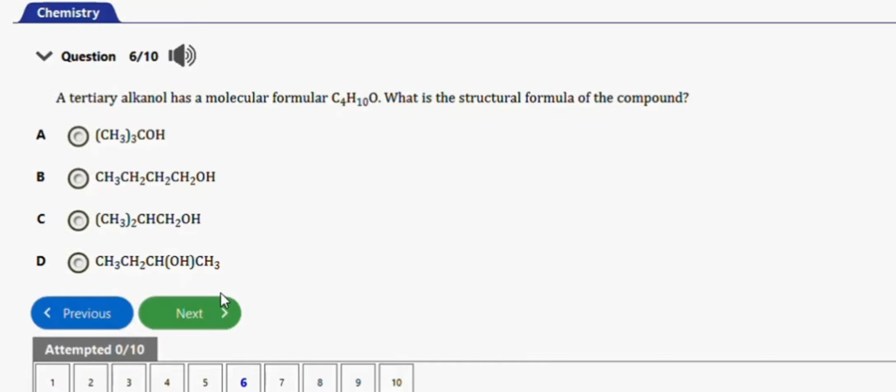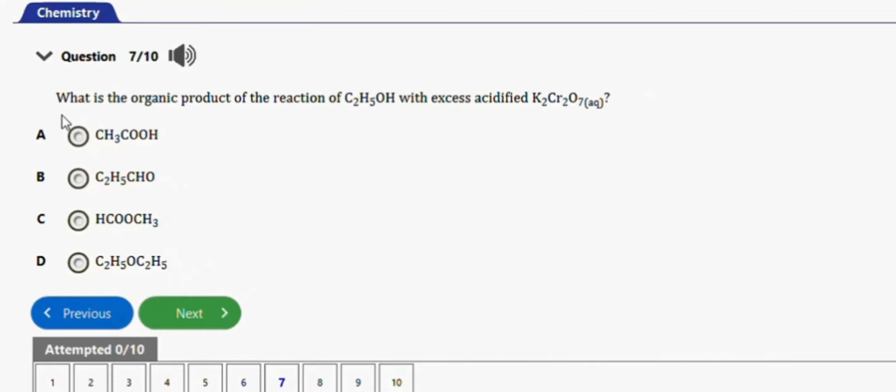Alright, so the next question will be this one. What is the organic product of the reaction of this acidified potassium chromate(VI)? Yeah, so the right answer would be ethanoic acid, option A. So that will be the product.